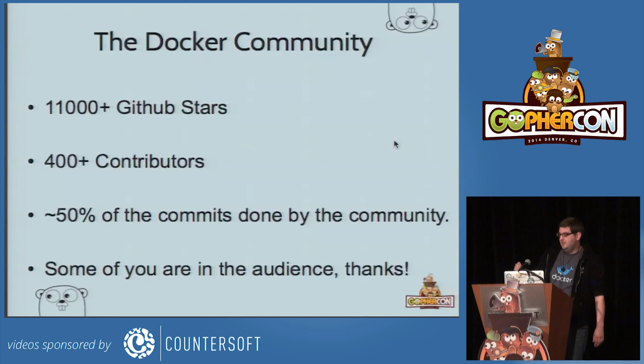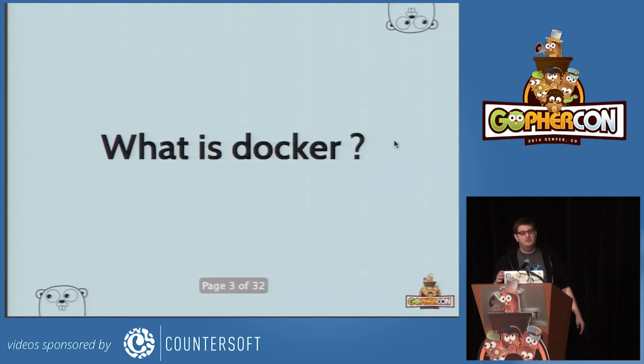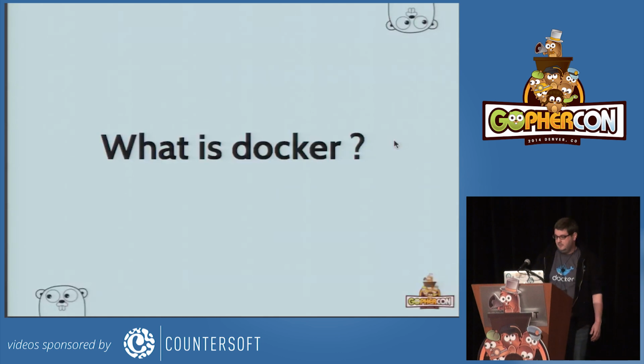So first, I would like to say Docker is not only a project, it's also a huge community. We have more than 11,000 GitHub stars, more than 400 contributors. Half of the commits are not done by the company, but by outside contributors. And I recognize some of you in the audience, like Paul, Vincent, Ivan, or Mark. And I really want to thank you, because without the community, Docker wouldn't be where it is today. And it's also because of Go, and it helps a lot.